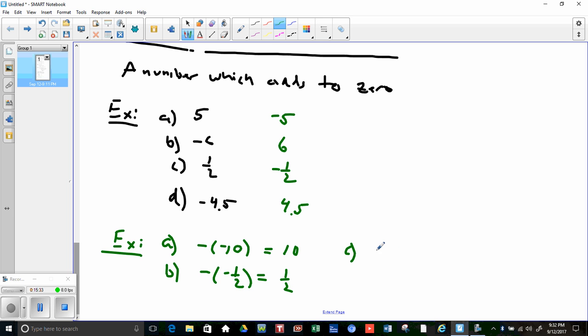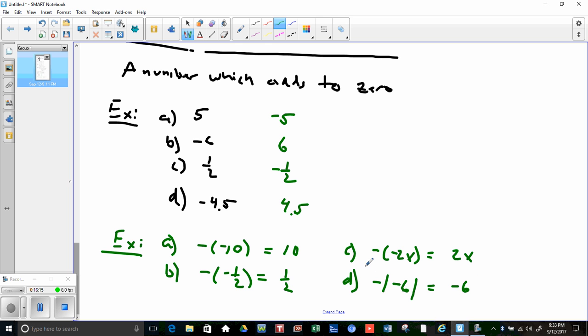Okay, we can do this with variable combinations as well. This is a negative 2x, but this negative out here tells me I want the opposite of negative 2x, which then would be positive 2x. And this one's a little bit different. This is the negative, or the opposite, of the absolute value of negative 6. Well, the absolute value of negative 6 is positive 6, but I want the opposite of that, so this one actually comes out to be negative 6.